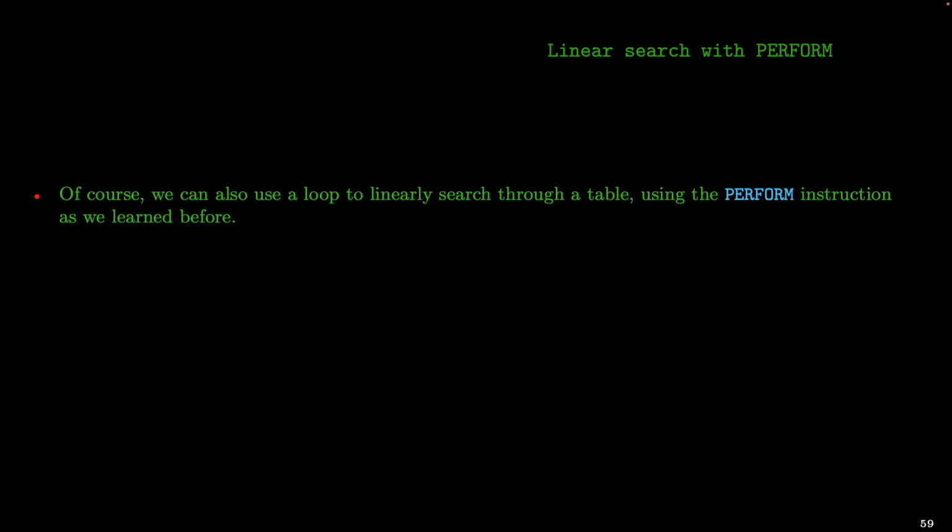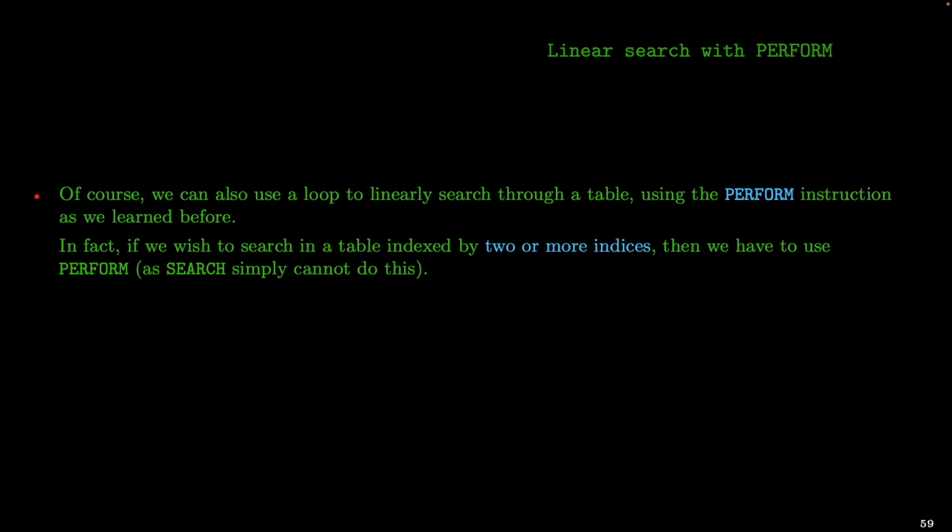Now, of course, it's also possible to write a loop using the perform instruction to search through a table. And in fact, if you want to search in a table that is indexed by 2 or more indices, then you have to use perform, because unfortunately search simply cannot do this. You can't have 2 nested search instructions that search through a table with 2 or more indices.